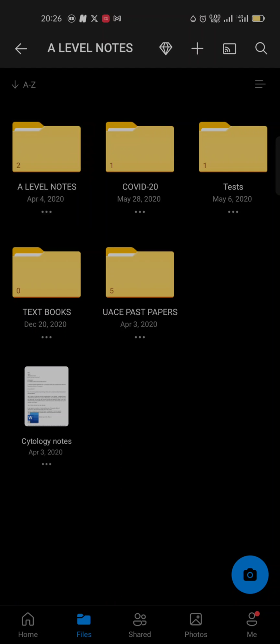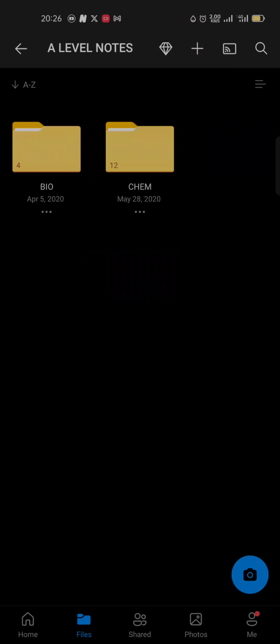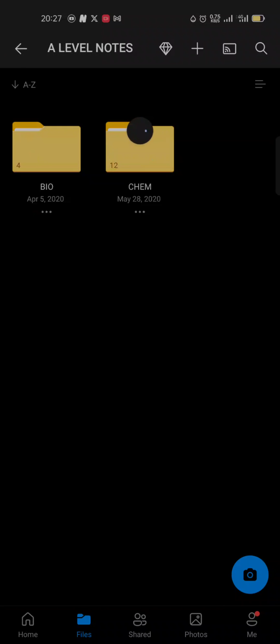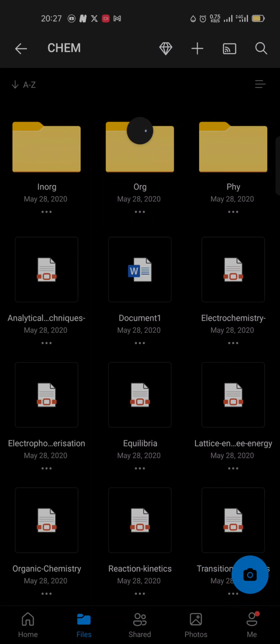I'm going to start with A-level notes. Under A-level notes, I have biology and chemistry. Biology, I have those topics. These are summarized notes. Chemicals of life, I have functional approach by Roberts. This is a textbook which is well known in A-level. I have gaseous exchange and homeostasis. Then if you go to chemistry, I have inorganic, I have organic and physical.